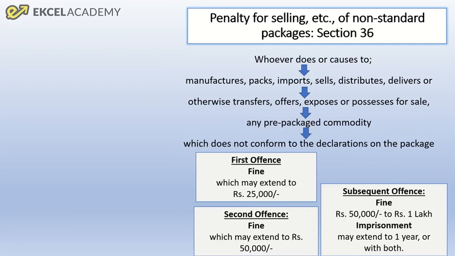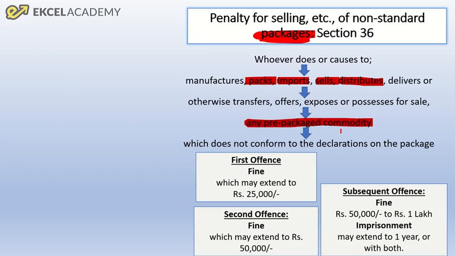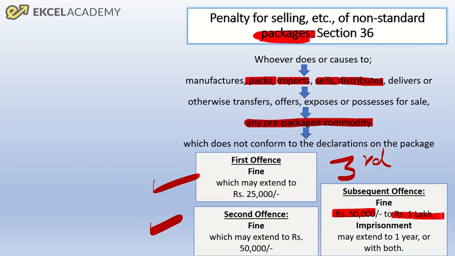Next is penalty for selling non-standard packages. If you are selling non-standard packages, where anything which is packed goods, or you are importing, selling, distributing, whatever it could be, or it could be even pre-packaged commodity which we already studied. For first offense it is up to 25,000, second offense up to 50,000, and third offense onwards, third time onwards, it is 50,000 to 1 lakh and imprisonment up to 1 year.